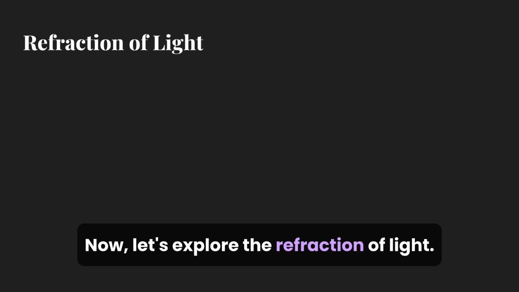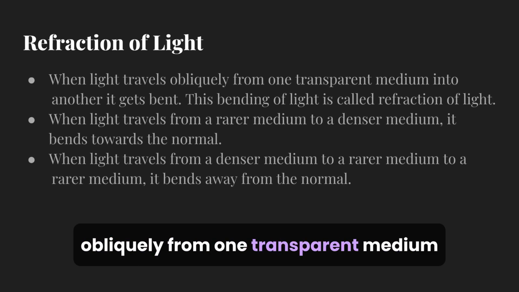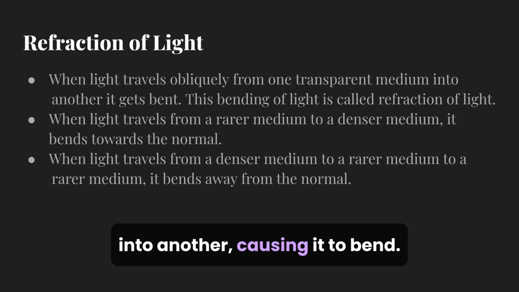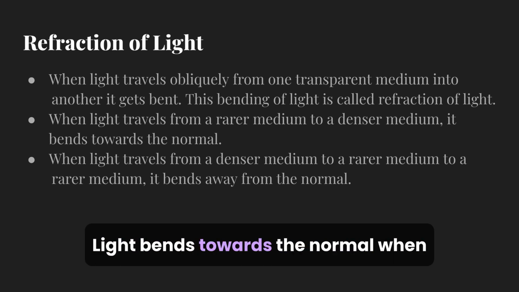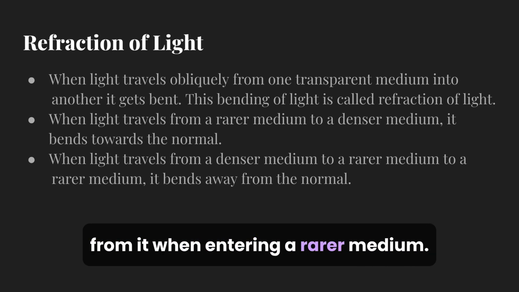Now, let's explore the refraction of light. Refraction occurs when light travels obliquely from one transparent medium into another, causing it to bend. Light bends towards the normal when entering a denser medium and away from it when entering a rarer medium.